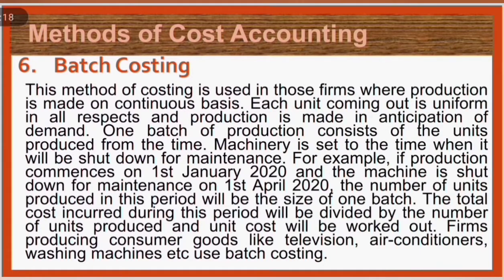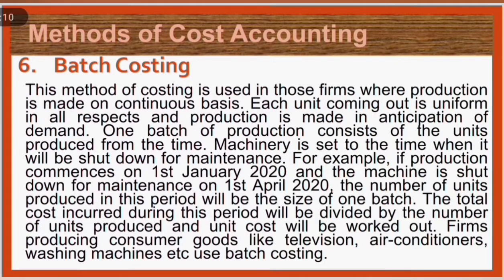This method of costing is used in those firms where production is made on a continuous basis. Each unit coming out is uniform in all respects and production is made in anticipation of demand. One batch of production consists of the units produced from the time the machinery is set to the time when it will be shut down for maintenance. For example, if production commences on 1st January 2020 and the machine is shut down for maintenance on 1st April 2020, the number of units produced in this period will be the size of the one batch.